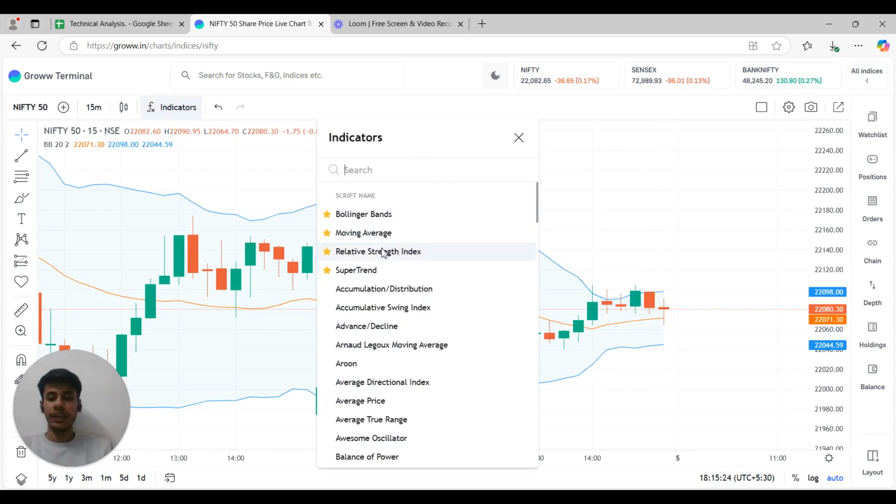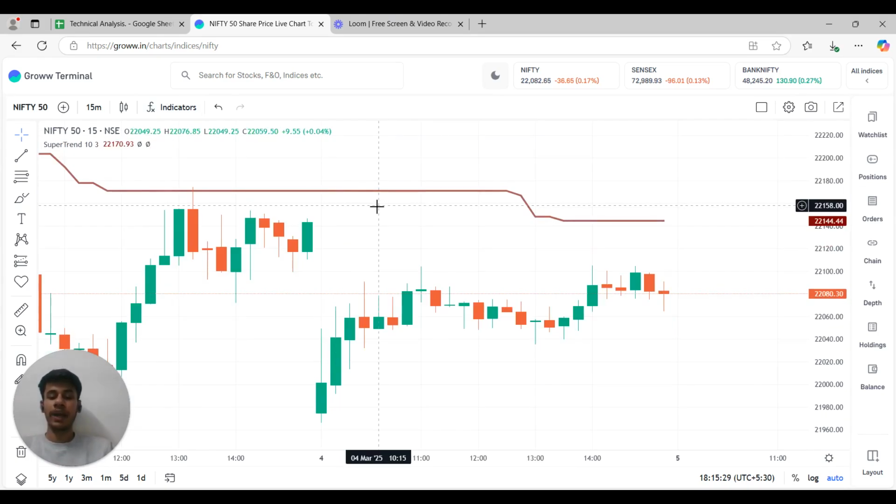Now let's move to the third indicator, which is the super trend. Super trend indicates the selling pressure or buying pressure in the market, and we can clearly see that the market has been completely bearish and there has been massive selling pressure which has continued today as well.